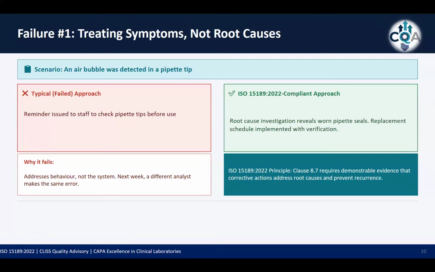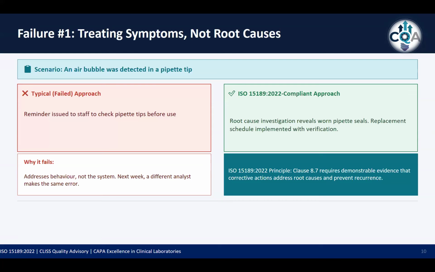The typical approach would be, you have an air bubble that was detected in a pipette tip. This could be a chemistry analyzer or something. And then the typical approach would be a reminder was issued to staff to check pipette tips before use. This is very common in the labs that we visit. Why this fails is because it addresses a behavior, not the system itself. This can easily happen again if a different analyst comes to work on the same instrument.